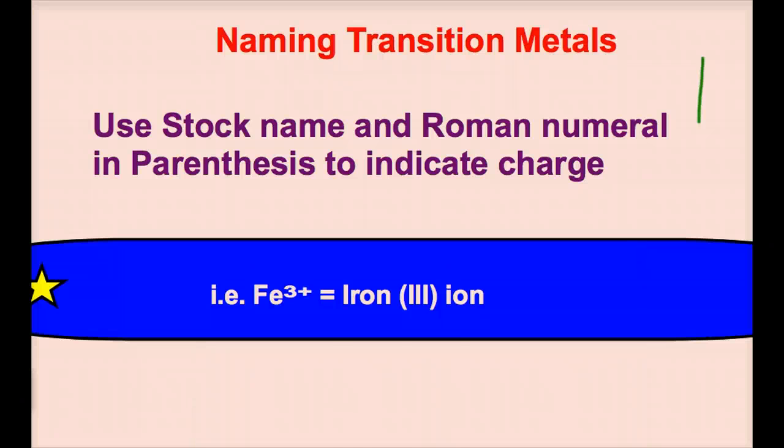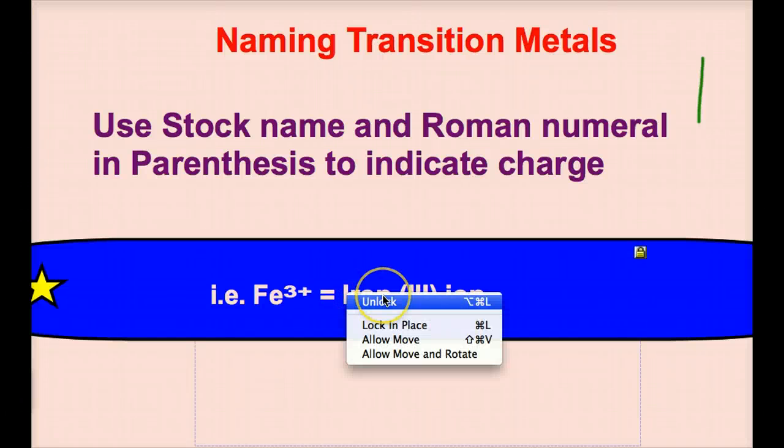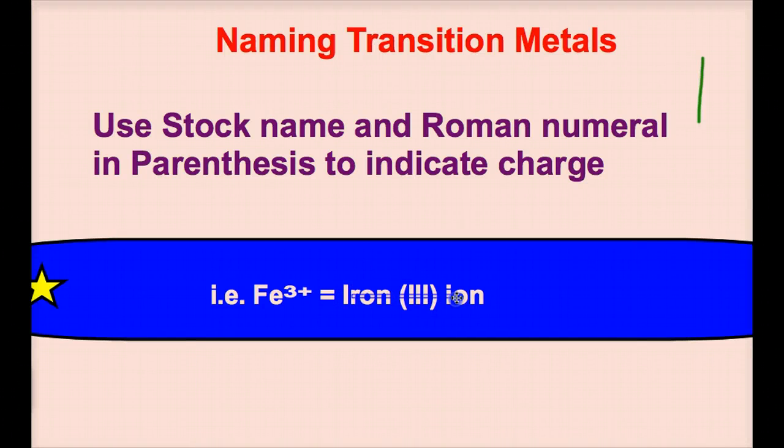So let's highlight that to make sure we see it. I need to say the word iron. I'm going to say the word iron 3 ion. Okay? So that's how this is done.